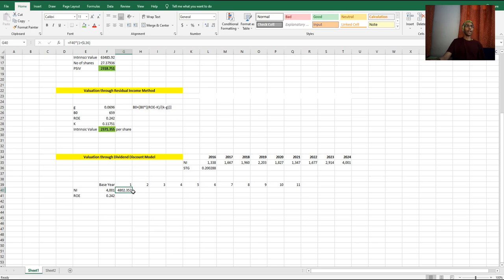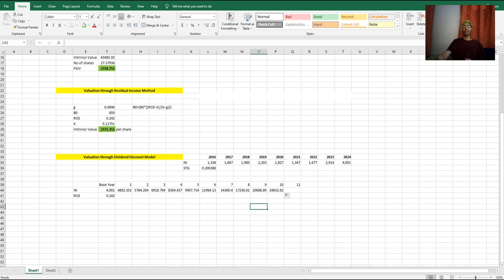Now we'll project it for the next 10 years. And this is what we get, right? So we have the net income numbers for the next 10 years. Now to find out the dividend payout, we have to ascertain a payout ratio, right? Now we saw that for the last 4 years, we have a payout ratio of 0.35. So we will use that.